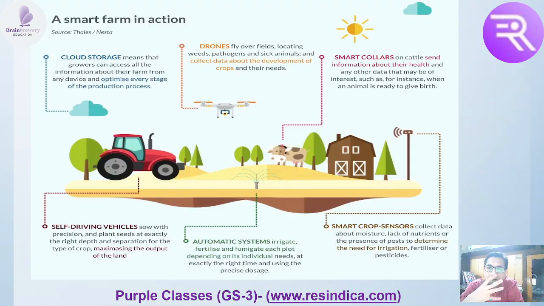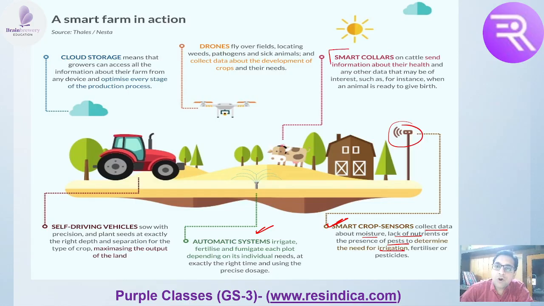Now we are moving to a very important part: what exactly we want to achieve in the future, and how we are envisioning the future of agriculture. So this is a smart farm in action. You have smart crop sensors and automatic systems. Smart crop sensors collect data on the moisture in the soil, lack of nutrition, pests, or any irrigation needs. So these are the smart sensors that will be there.